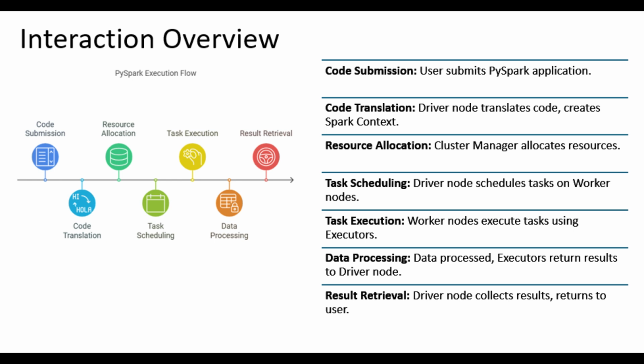Step 5. Task execution. Worker nodes execute tasks using executors. Step 6. Data processing. Data is processed and executors return results to the driver node. Step 7. Result retrieval. The driver node collects results and returns them to the user. Let's now talk one by one on each one.